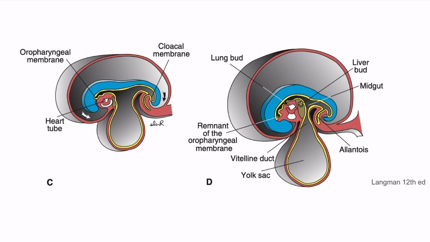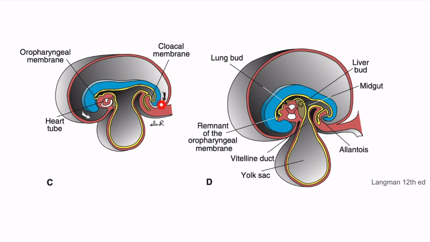Endoderm is the innermost lining of the embryo. It forms after gastrulation and lines the innermost portion of the embryo. This is the embryo.